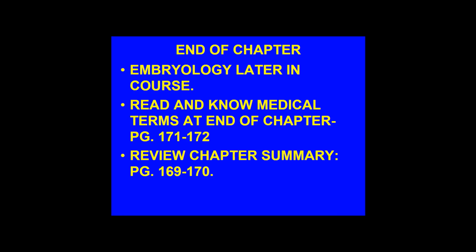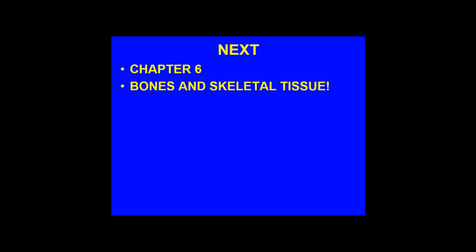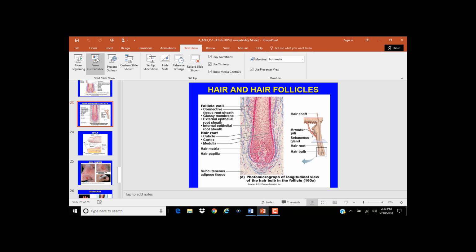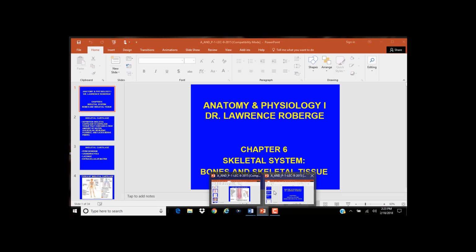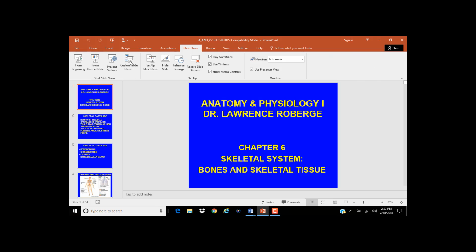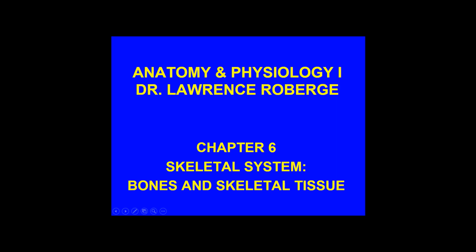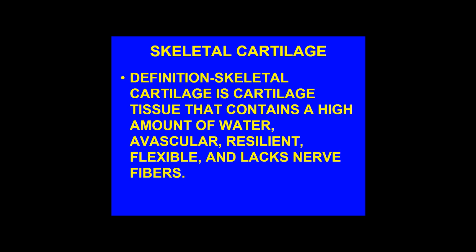I do encourage you to take time to review the medical terms at the end of the chapter, review the chapter summary, okay? And from this, we're going to get into bones and skeletal tissues. So we move from A to B, and we're going to get right into this. This is going to be now the chapter on the skeletal system. Now, this is going to include both bones, the skeletal system, so we're going to be talking about some cartilage too, so you need to be aware of that, okay?